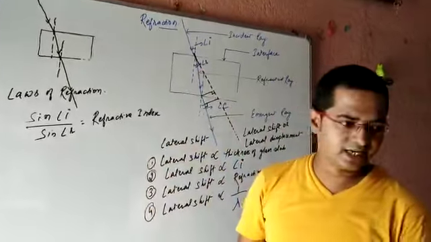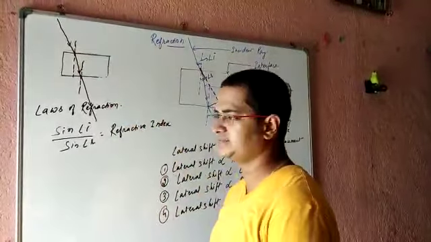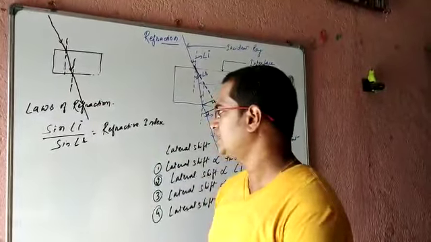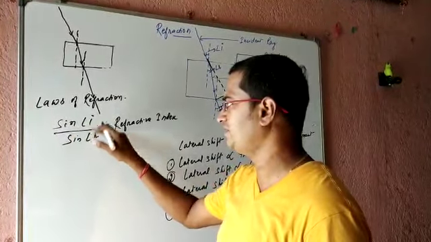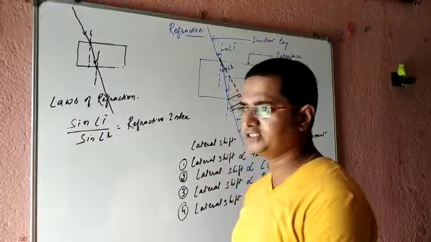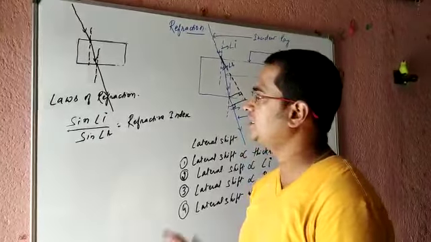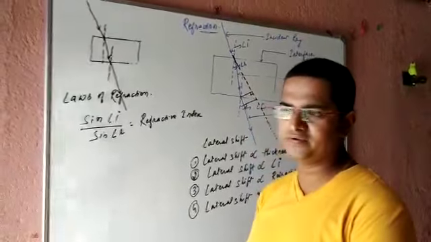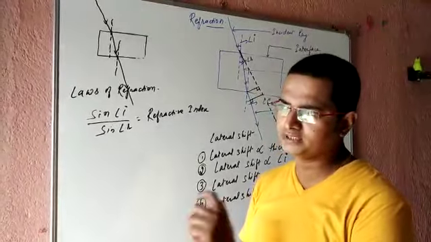It means that if we are increasing the angle of incidence, the angle of refraction will also change. But if we take out the ratio of the sine value of angle of incidence and the sine value of angle of refraction, it always remains constant. In case of glass, it is 1.5. So if we change the angle of incidence, the angle of refraction will also change. But when you take out the ratio, it will always come to 1.5.